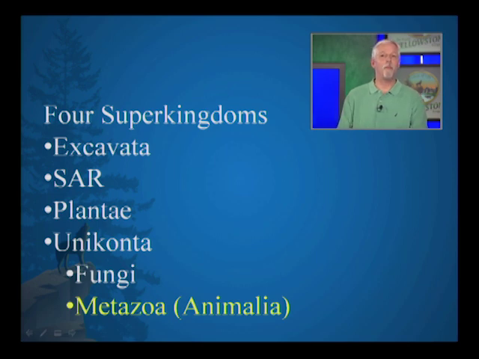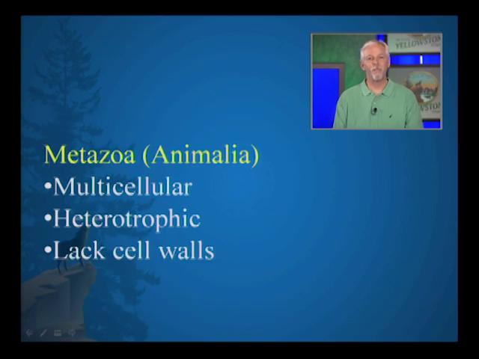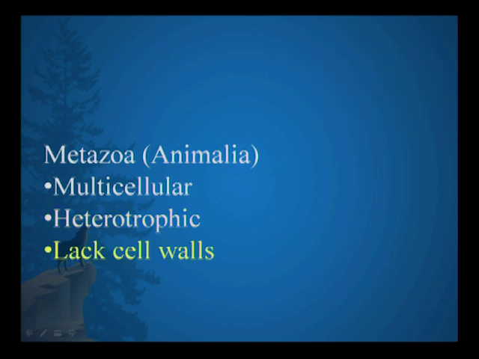So now I want to come back to the kingdom Metazoa, which is the animal kingdom. Metazoa is just another term for animals, so kingdom Metazoa or kingdom Animalia. The characteristics are that they are multicellular. Animals are truly multicellular organisms. We are heterotrophic, meaning that we cannot make organic molecules from inorganic sources. We have to start with an organic molecule to make another organic molecule. And our cells lack cell walls.